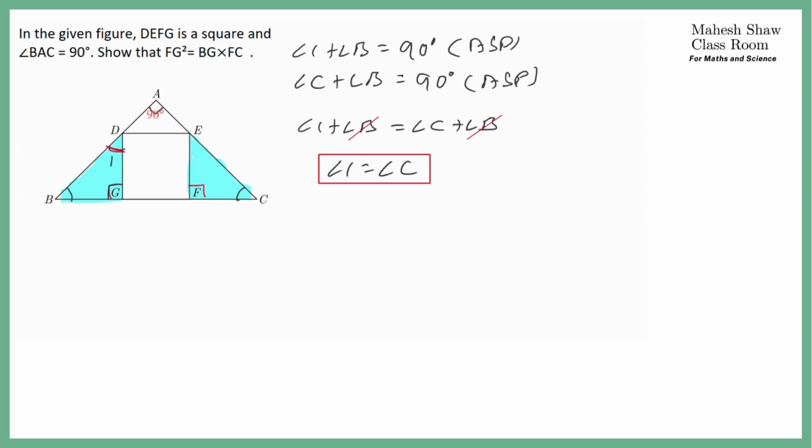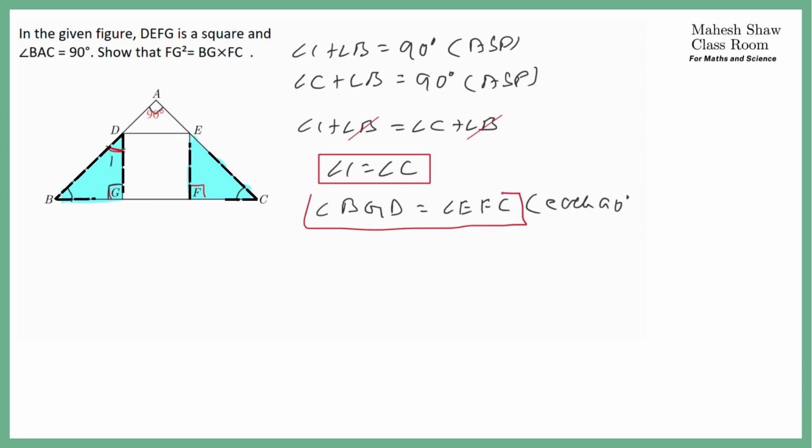So this angle 1 is equal to angle C, and we have already found one angle, that is angle BGD, is equal to, this is 90, and on this side it is angle EFC. So they are each 90 degrees. Now from these two, what we can see is that these two triangles will be similar. Why? Because we got two angles as equal. So let me write the triangles as similar.